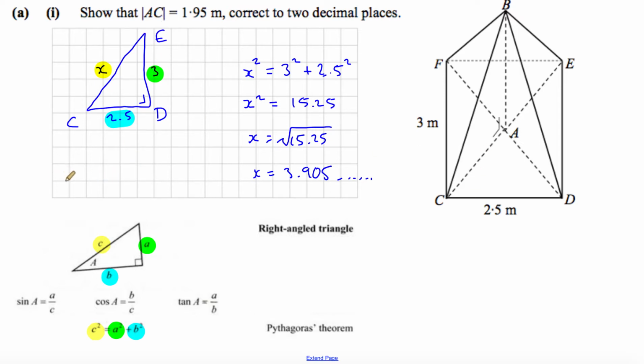So the length AC will be equal to x divided by 2. So if we divide this by 2, that gives us 1.9525 and on it goes. And if we round this correct to 2 decimal places, we look to the third digit after the decimal. This 2 does not affect the 5 in front, so that gives us 1.95, and that's what we were asked to show, 1.95 meters.